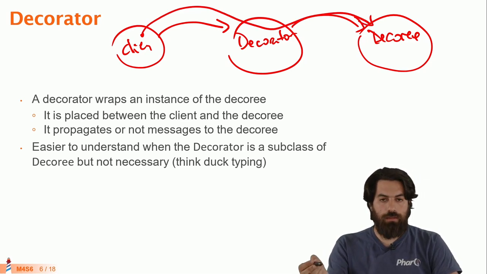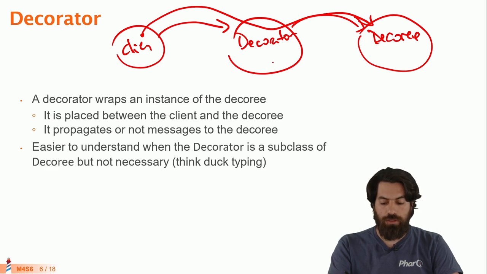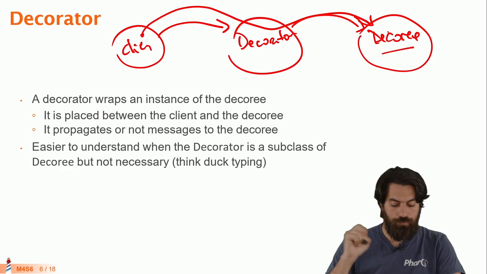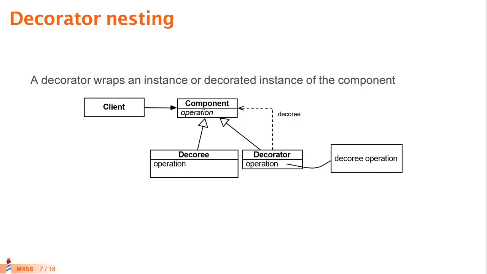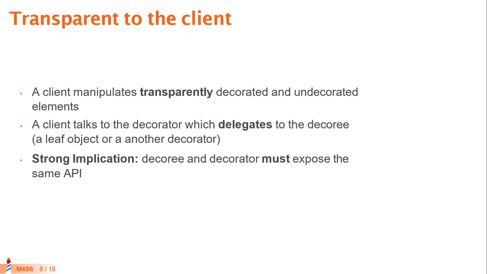So the decorator can do many things. It can intercept messages. It can decide, for example, to do something before, after, or instead of the decoree. The decorator can also decide to not delegate to the decoree. One thing that happens is that decorators can be nested. As we saw before, a decorator can know another decorator. And this whole chain of decorators is transparent to the client.